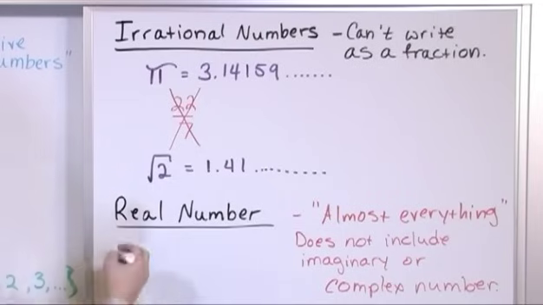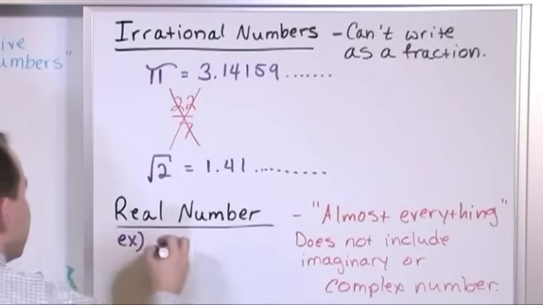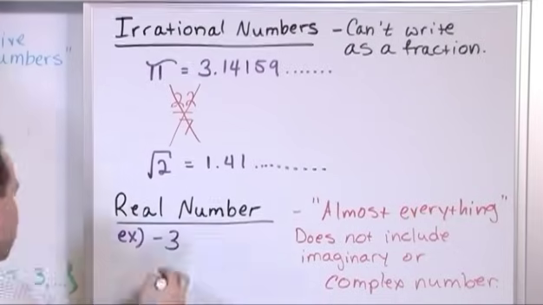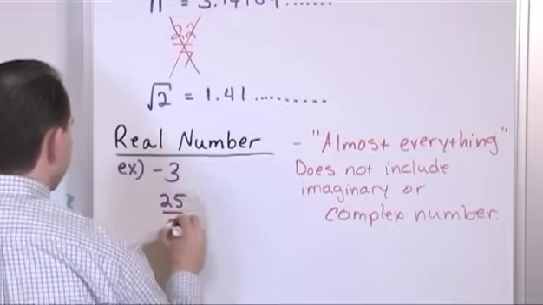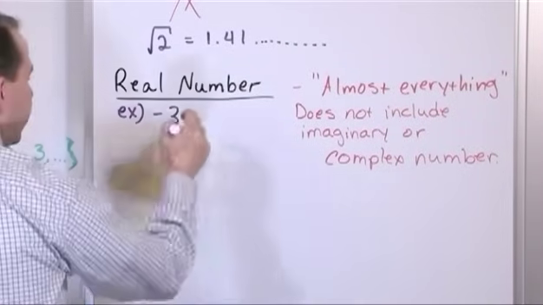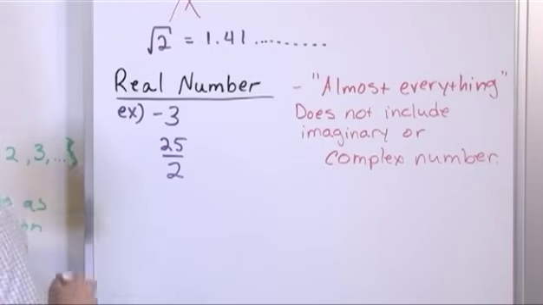Now, some examples. I don't really need to give too many because, like I told you, it includes almost everything. But, you know, the number -3. It's an integer, a negative number. That's a real number. There's no imaginary, there's no i here, so it's real. 25/2. That's a fraction. That's fine. It's a real number. There's no i indicating that it's imaginary.